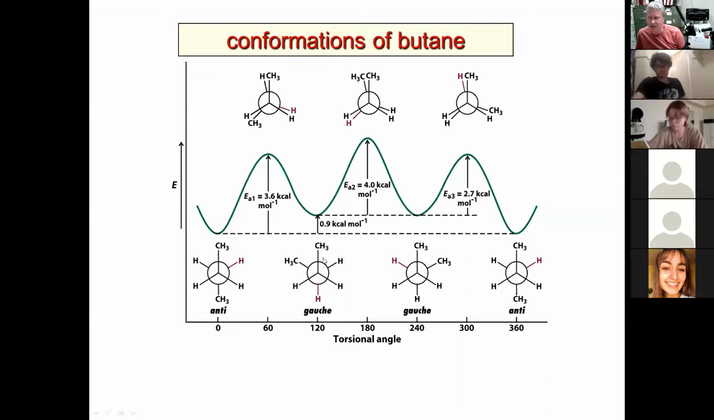Gauche is a little less happy than anti, because what kind of strain? It begins with S. It's steric. So there's 2 strains: torsional and steric. That's all there is to it, right? Okay, and then once we're at the super eclipsed, it drops down to what again? This is called gauche. And then it goes back up to low energy eclipsed, and then back to anti, the happy one.